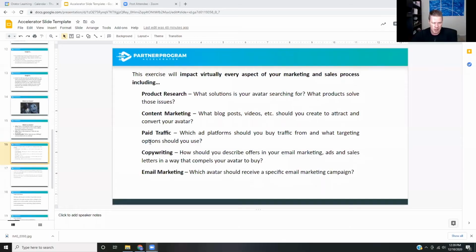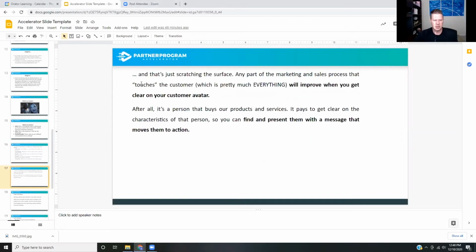So paid traffic, which ad platforms, copywriting, this turns into how am I going to talk with them, because you start to understand them. Email marketing, you don't even need to write all of your own emails. You've got some templates that you can use from us. At some point, maybe you outsource it or you learn to do some of it on your own. But part of this is staying in touch with your audience, right? Okay. Couple of extra things. All of that stuff's really just scratching the surface. It's all about those touches. The more clarity you have on your avatar, the easier that will be.